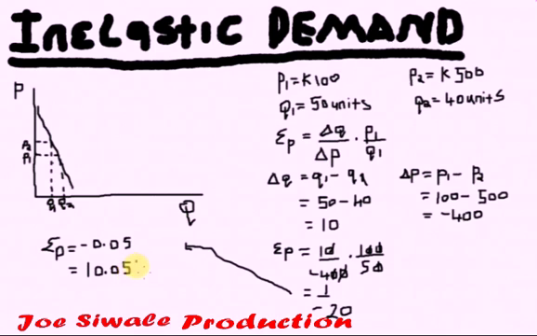The negative just represents the law of demand, which means there's a negative relationship, and my EP here is less than 1.